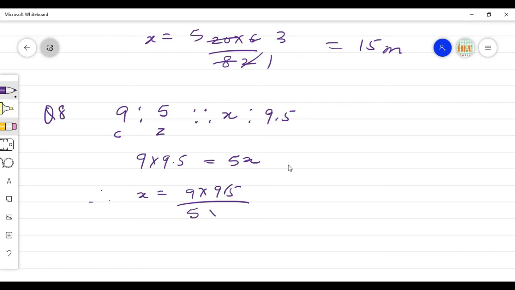So remove the decimal, you get a 10 here. 5 ones are 5, 5 ones are 5 and we get 4 here, 5 9s are 45. Okay. So what do we get here? So 9 into 19 upon 10. Okay. So that means 171 upon 10, which is equal to 17.1 grams. Okay. So this is your answer.